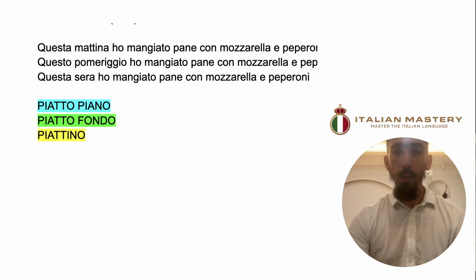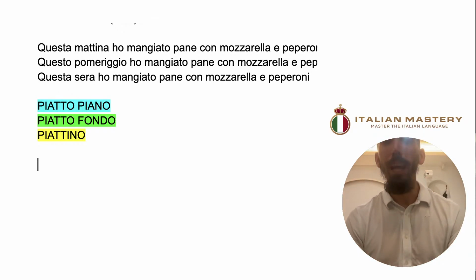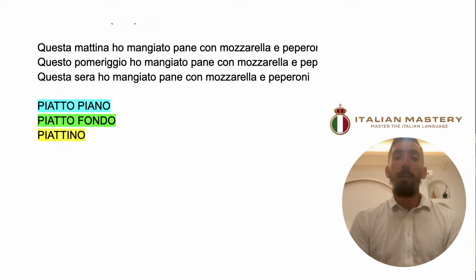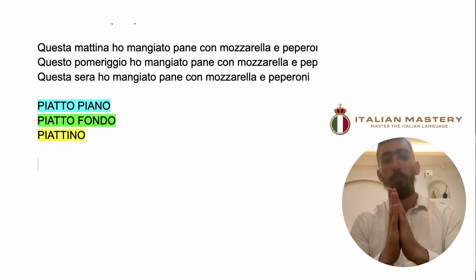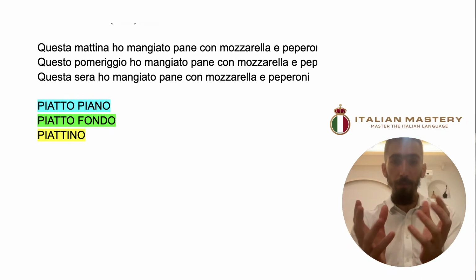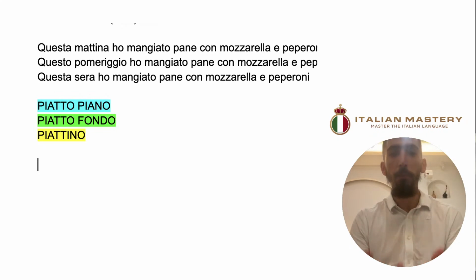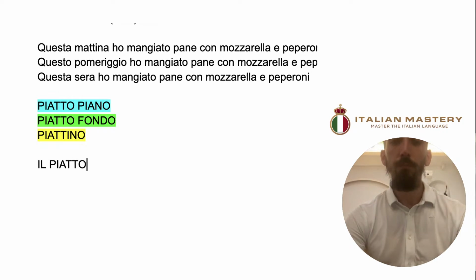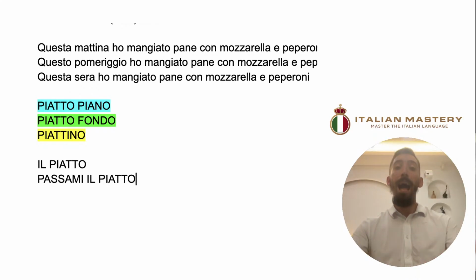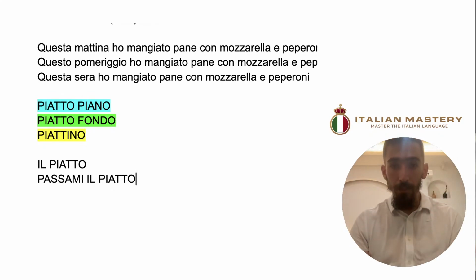Piatto piano. So piano, first of all, piatto means plate. And it can be a little bit confusing because it also means flat. So you can use piatto as a noun, its own thing. It's a plate, piatto. So for example, il piatto. This means the plate. Passami il piatto. Hand over to me the plate.